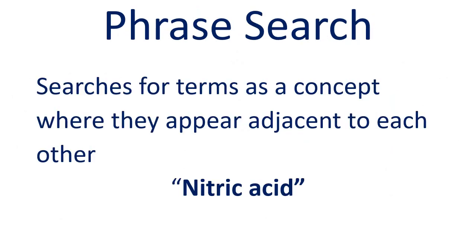Another basic tool that you can use to improve the quality of your search is phrase searching. Phrase searching searches for words that appear together in a particular order. So the example we have here is nitric acid. By putting quotation marks or inverted commas around that, it's telling the database you're searching for those two words together in that order. If you didn't put the inverted commas around it, it's going to search for nitric and acid, which is not the same. It's not as precise. So putting the inverted commas will allow you to do a more specific search.